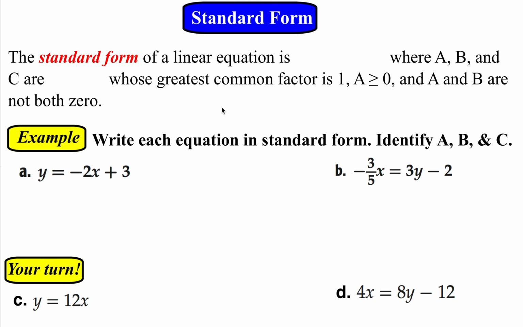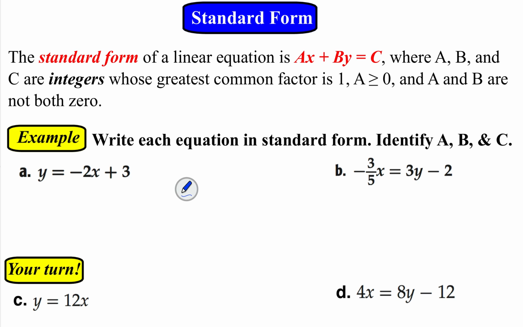Standard form of a linear equation, you've probably seen this before, is Ax plus By equals C. A, B, and C are numbers. They are actually integers, and those integers have a greatest common factor of 1, so they can't have a common multiple of another number, so they have to be in reduced form. And A and B can't both be 0. So our example here is to write each equation in standard form and then identify what those coefficients A, B, and C are.